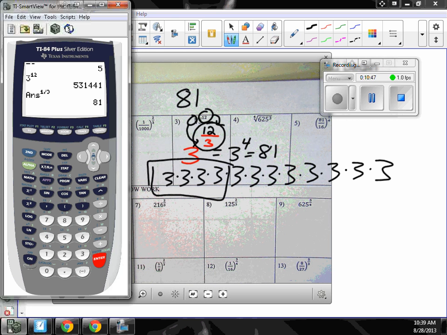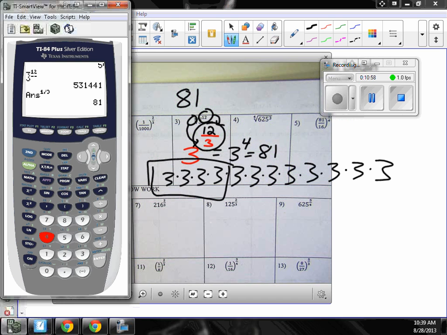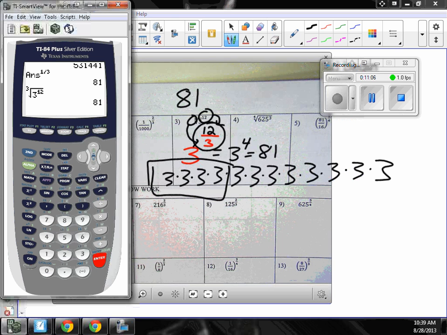Or I could have typed in math, and in math, so math is right here, math 3rd root of 3 to the 12th, and I get 81. So there are a lot of ways to figure this out on a calculator. Okay.